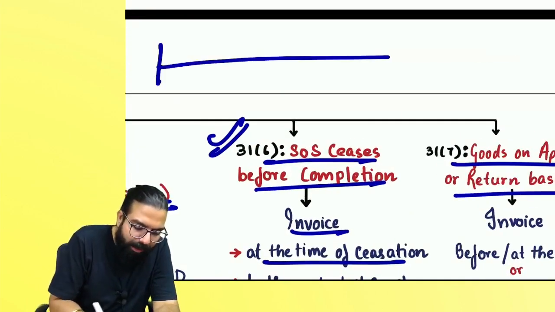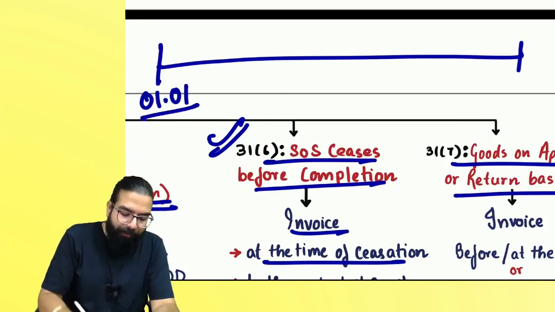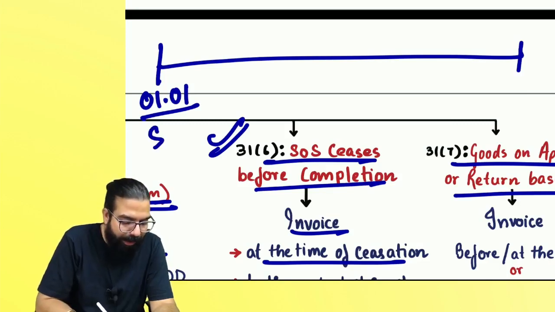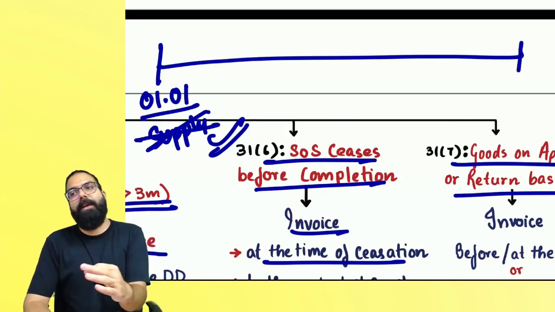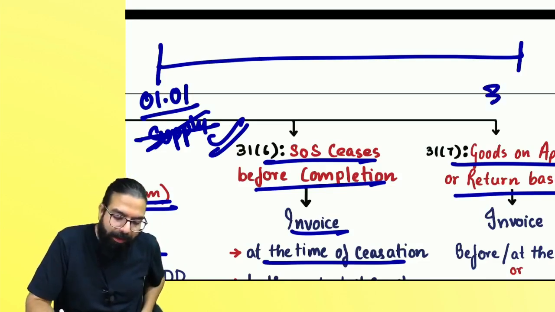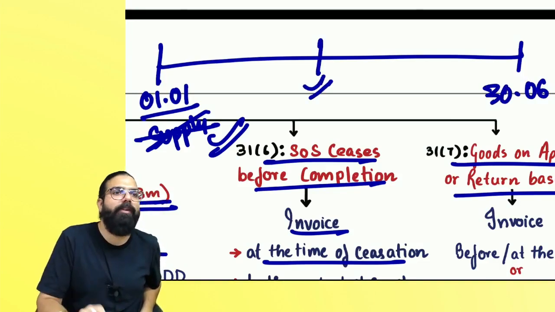It says goods sent on approval. If I have gone ahead and sent the goods on approval on 1st of January, for example, remember one thing: at the time of sending it is not a supply and hence you are not required to raise an invoice. But how many days will you be given? 6 months. You can send goods on approval for 6 months. So 6 months gets over on 30th of June. If approval is given here, that is the time of supply and you should raise the invoice.